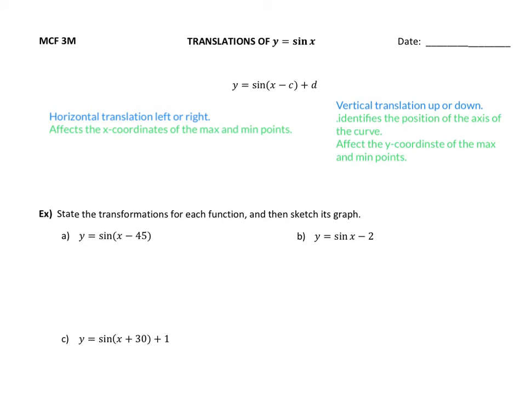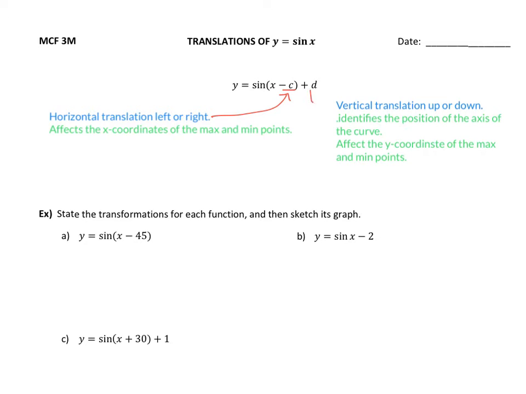From our investigation with Desmos, we have figured out that this C thing that's attached to the x within the bracket tells us about the horizontal translation, left or right. This will affect the x-coordinates of where your max and min points will be. As far as your axis of the curve and the amplitude and the period, those things don't actually change. Those all are the same as y equals sine x.